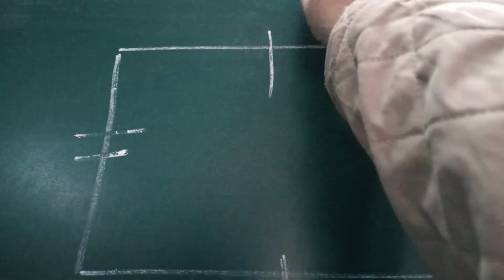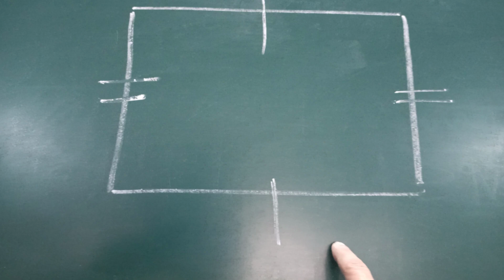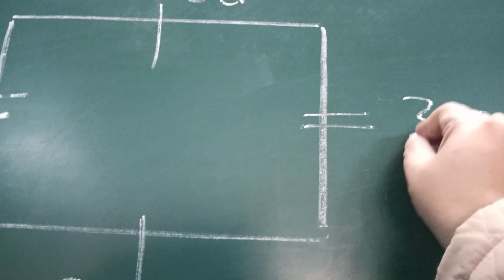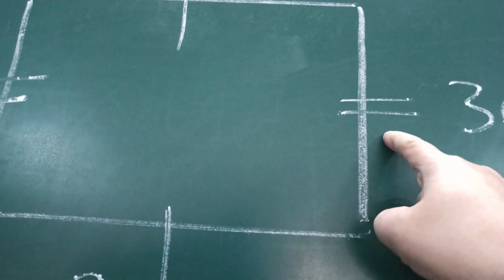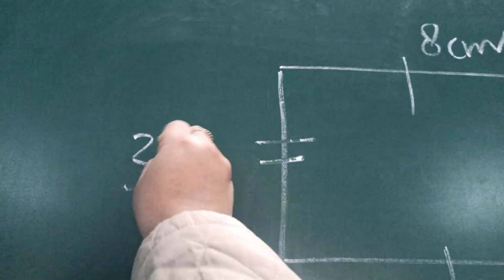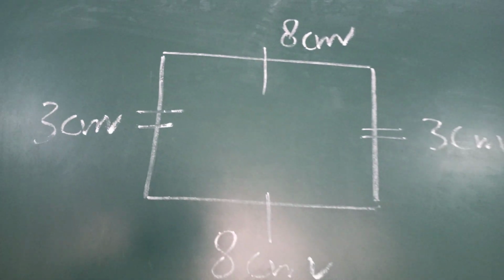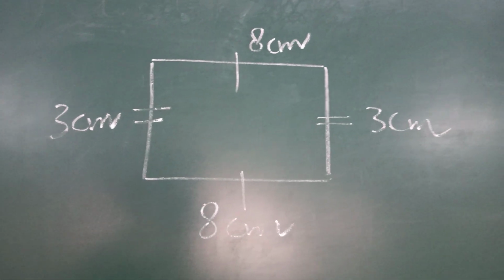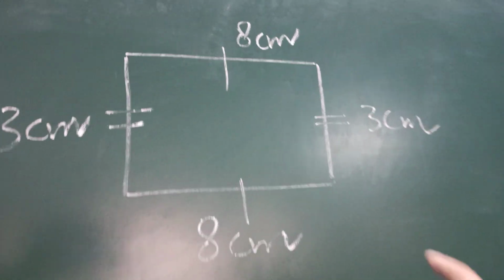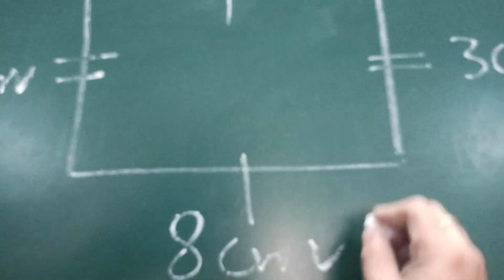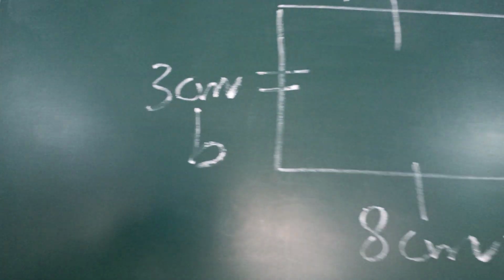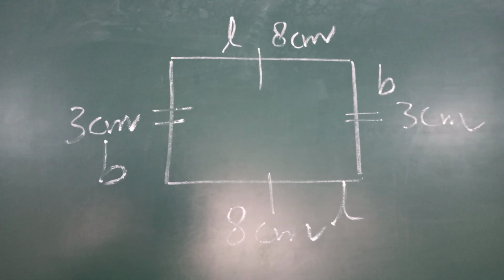That means what? If this is given as 8 centimeters, because this side will be equal to this side, this will also be 8 centimeters. And if this is given as 3 centimeters, because this side is equal to this side, this will also be equal to 3 centimeters. Okay? So, in a rectangle, I will have two lengths. One length is this, one length is this, and there are two breadths. One breadth is this, one breadth is this. So, there are two lengths and two breadths.